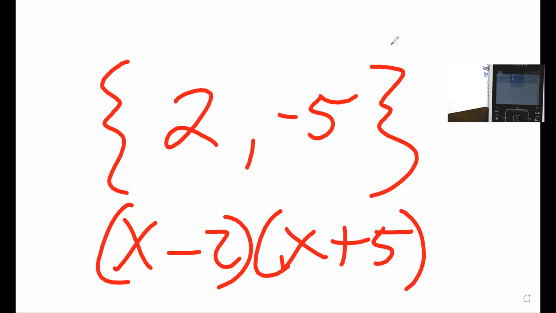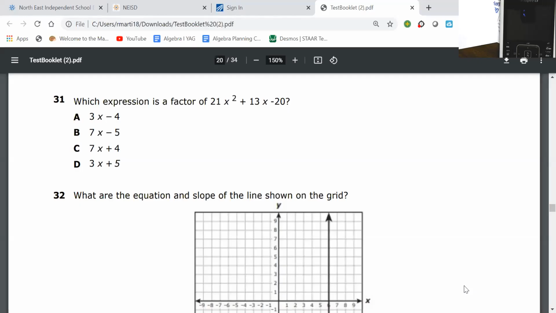If it works for you, great. If not, don't worry about it. Like I said, it's a little complex, but it's something your calculator can do for you. If not, then graph it. Like I said, graph the original, and then graph each one of the answer choices and see which ones cross the parabola at the x-intercept.